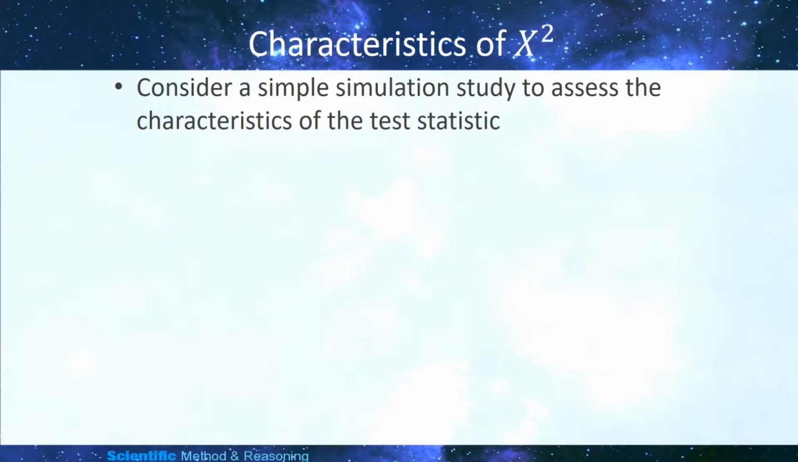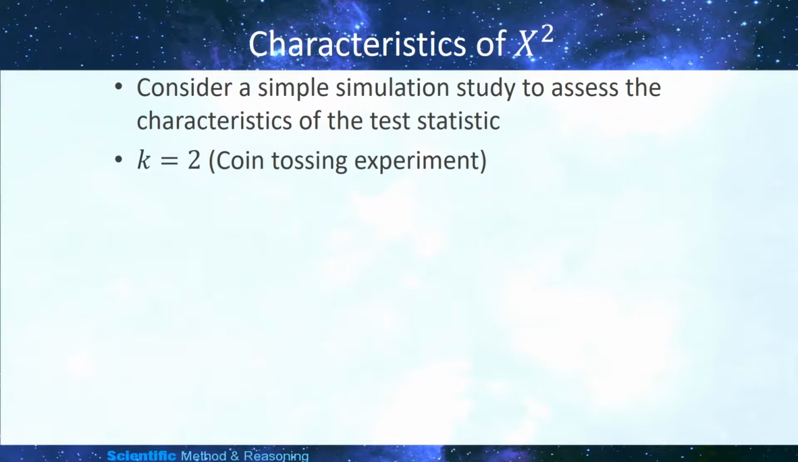Now, in this video, we're going to talk about the characteristics of the Pearson Chi-squared statistic and how to make statistical inference and how to draw a conclusion. Now, consider a simple simulation study to assess the characteristics of the test statistic.